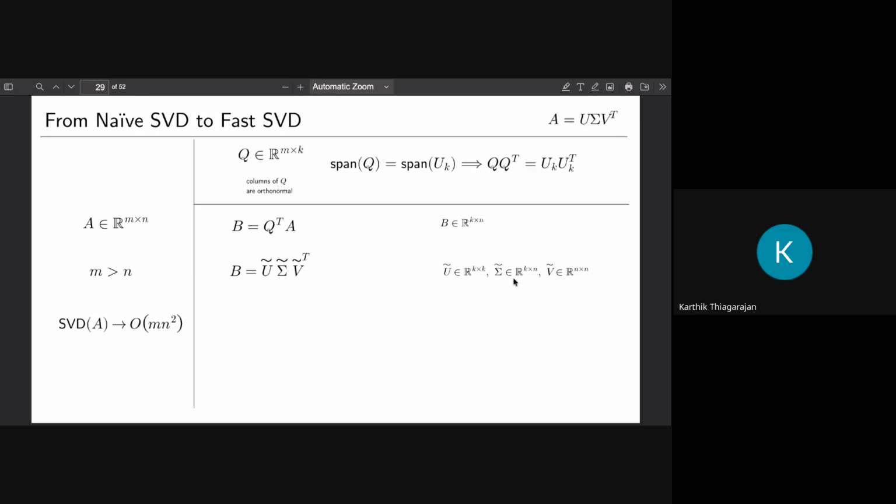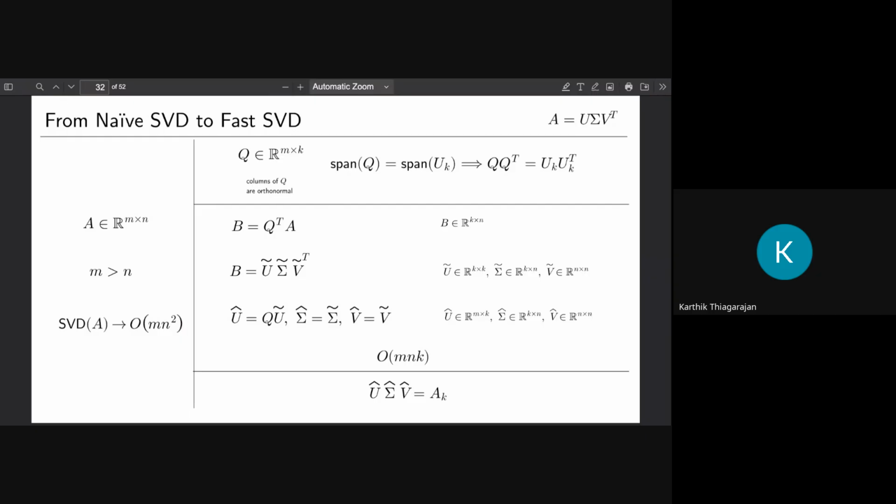I have listed down the dimensions here. Once you have the SVD of B, you just pre-multiply by Q, and then you retain sigma and V and call them sigma hat, V hat. Finally, this whole thing is O of mnk, because this multiplication, for example, is k cross m into m cross n. And here also you have m cross k. This is O of mnk, which will dominate. So mn squared goes to O of mnk. That is A_k. All this is exact, so there are no approximations so far.